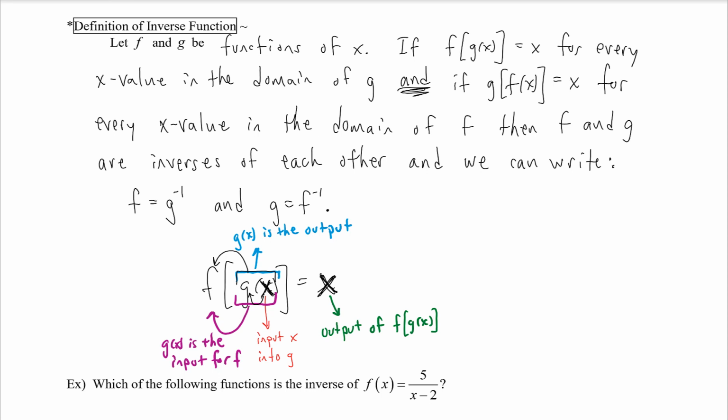Except, I'm being a little loose here. To be true inverses of each other, it shouldn't matter which one you plug it into first. So that's why this sentence is so important: if f of g of x equals x and if g of f of x equals x. In other words, it should not matter which one you plug it into first and which one you plug it into second. They should both undo the other one. So both have to be true.